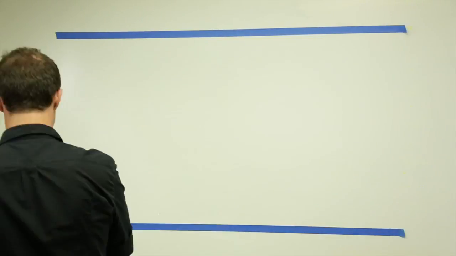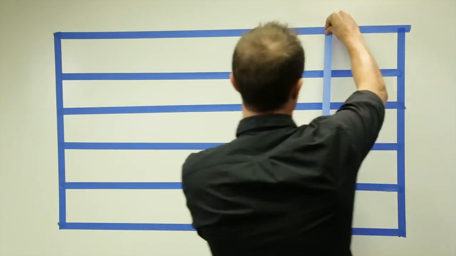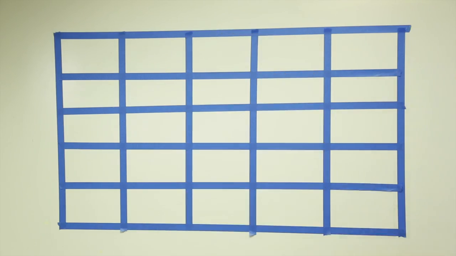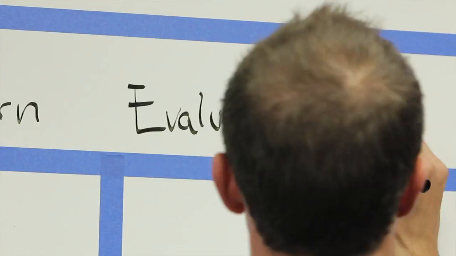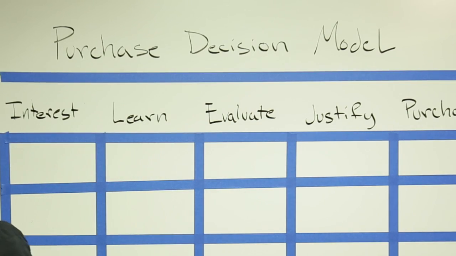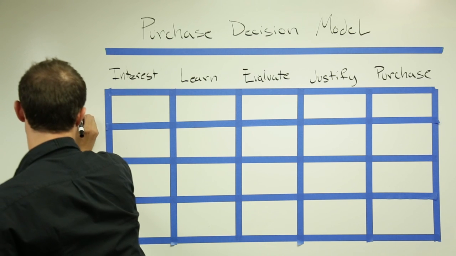The purchase decision model is used to map out the phases that your prospect is going to go through in ultimately making their purchase decision. The phases of that model are interest, learn, evaluate, justify, and finally purchase. So as we work through this model, really take a step back and think about how your prospects would move through each of these phases.